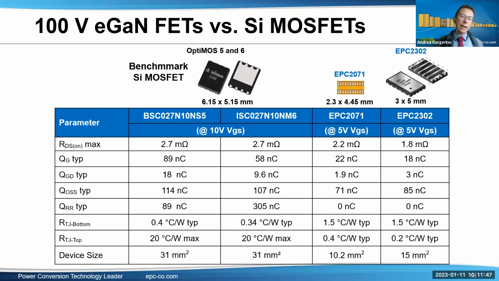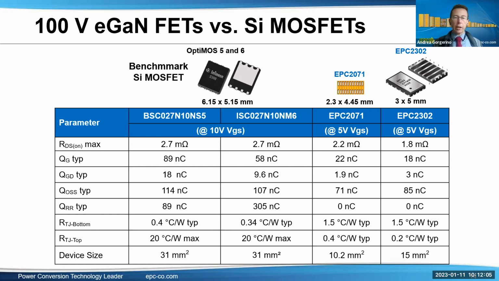Both GaN FETs are less than half the size of the silicon FETs. However, they have lower RDS(on), as you can see from the table, and also all the charge values are lower, and these translate in the capability to switch faster, basically.